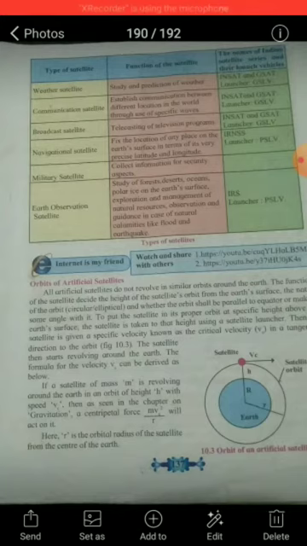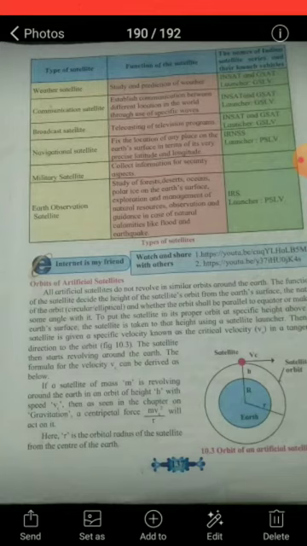The function of the satellite decides the height of the satellite's orbit from the Earth's surface. According to their function, they have different heights from the Earth's surface. The nature of the orbit, and whether the orbit shall be parallel to the equator or making some angle with it, is decided to put the satellite in its proper orbit at a specific height above the Earth's surface.